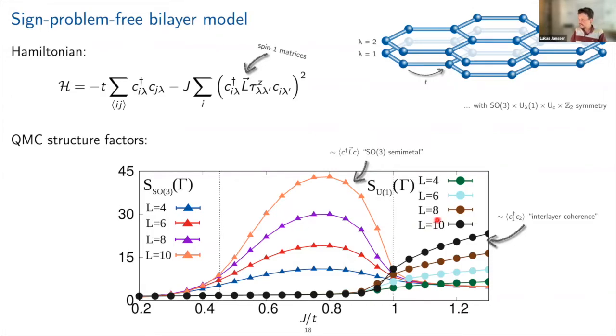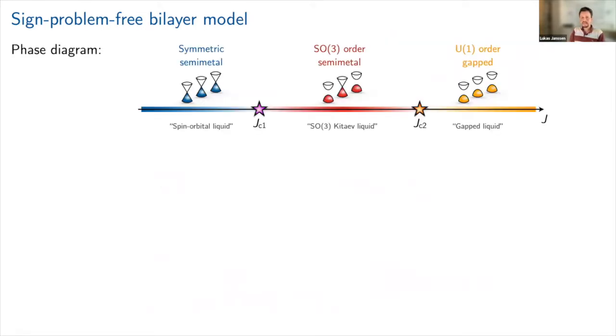But then you find that in this model there's actually also a second transition. And this second transition is characterized by some kind of interlayer coherence. In the mean field picture, or in a mean field decoupling, you find that this interlayer coherence phase, where this order parameter, which breaks some U1 symmetry, fully gaps the spectrum. So now you have a transition here, and that's in the next slide, between a symmetric semimetal, which corresponds to this spin orbital liquid, and this SO3 ordered semimetal, where still one out of three cones remain gapless. And then you have the second transition to this fully gapped phase.